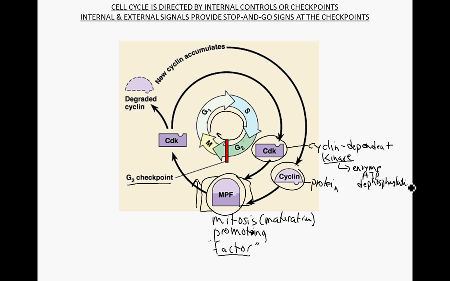Now what was happening here is that this MPF, it turns out, is an active enzyme. CDK right here is an enzyme, but it is inactive, as shown by this shape here. But when you add cyclin to CDK, when you bind this cyclin to the CDK, you get this active MPF. So now MPF is an active enzyme.